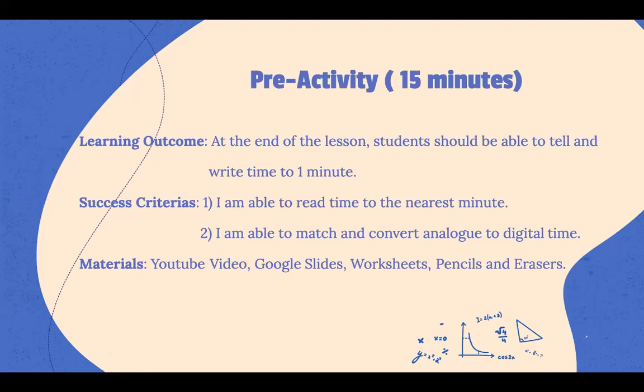The learning outcome is, at the end of the lesson, students should be able to tell and write time to 1 minute, whereby the success criteria is: I am able to read time to the nearest minute and I am able to match and convert analog to digital time. The materials we have used here are a YouTube video, Google Slides, worksheet, pencils, and erasers.